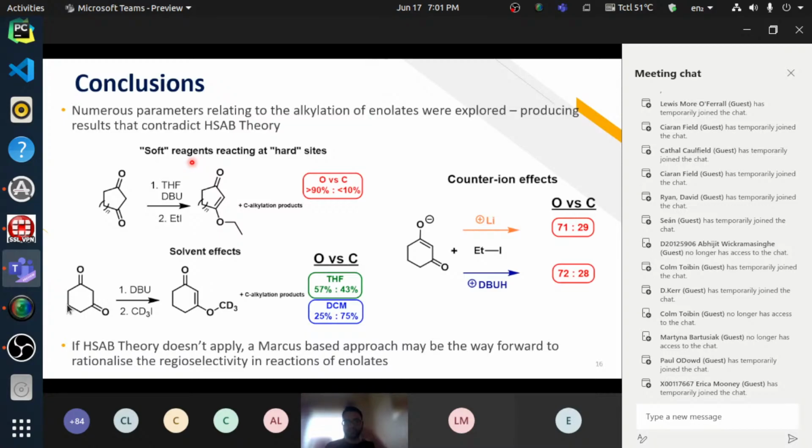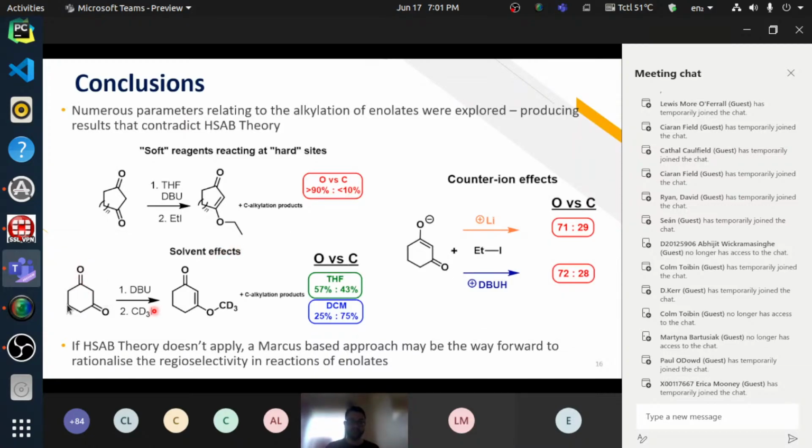So just to give a quick conclusion on this section, we looked at a few different aspects of reactions of cyclic enolates that produce results that contradict the hard-soft acid-base theory. One headline result for sure is that when you use THF and ethyl iodide in a reaction with all these cyclic enolates we studied, you get over 90% O-alkylation in THF. Again, you wouldn't really expect that with the soft ethyl iodide reagent.